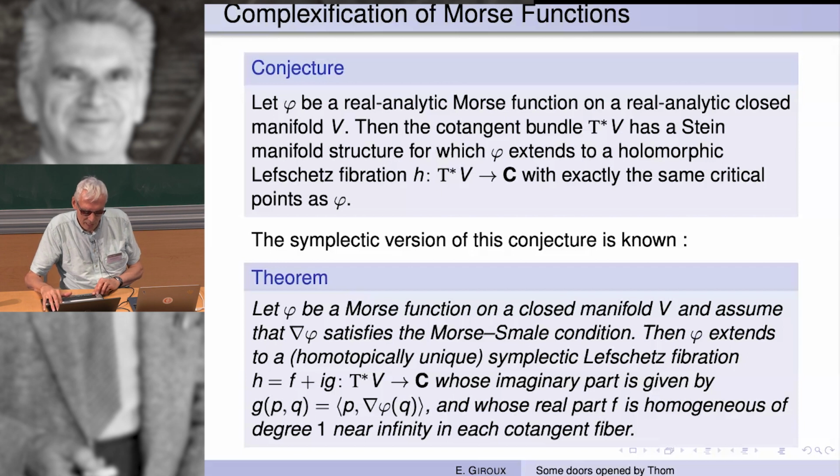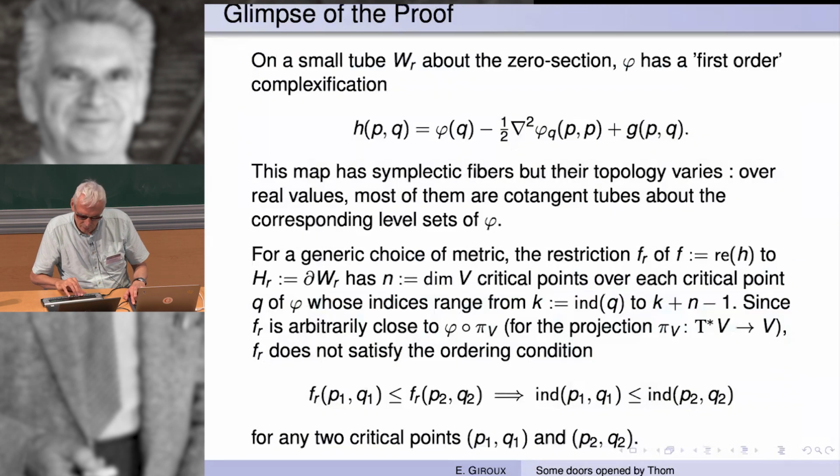But what I would like to discuss is if we can find a kind of direct relation between Morse theory and Picard-Lefschetz theory. And I will state it starting with a conjecture.